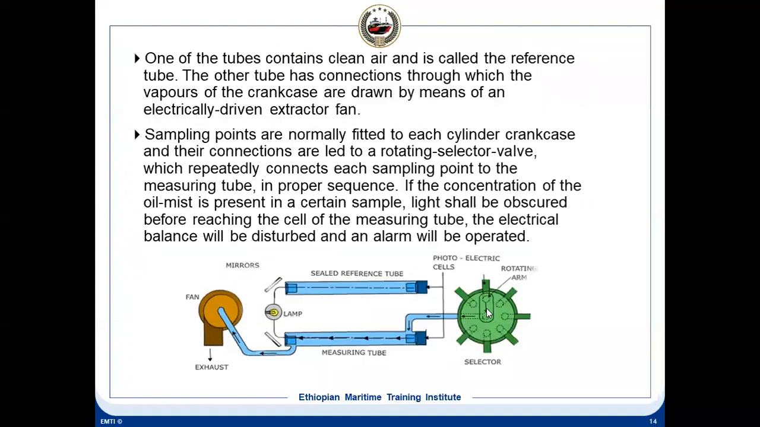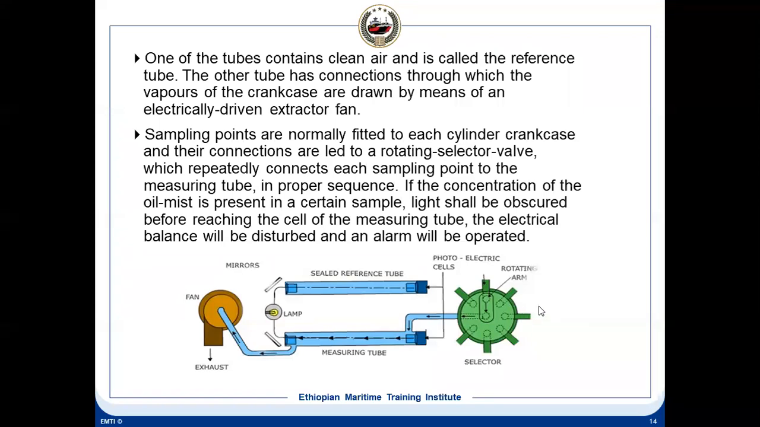Two identical beams of light from the centrally positioned common lamp are reflected by mirrors to pass along the tubes onto the cells. One of the tubes contains clean air and is called the reference tube, and the other tube has a connection through which the vapor from the crankcase is drawn by means of an electrically driven exhauster fan. The fan is sucking the air from these various units. Sampling points are normally fitted to each cylinder crankcase, and they are connected to a rotary selector valve, which repeatedly connects each sampling point to the measuring tube in a proper sequence.